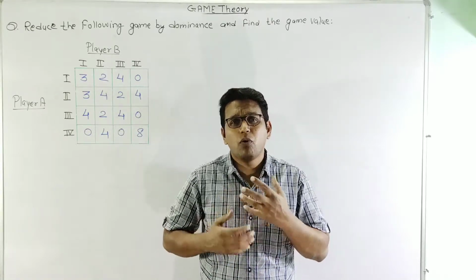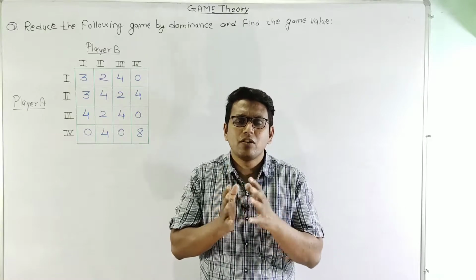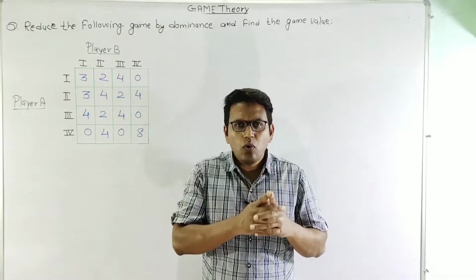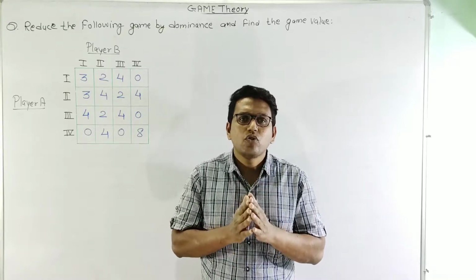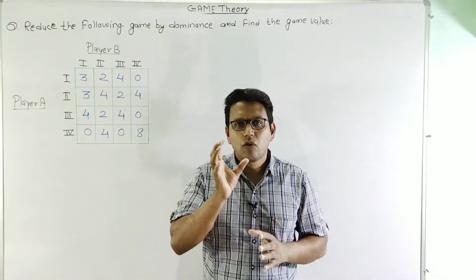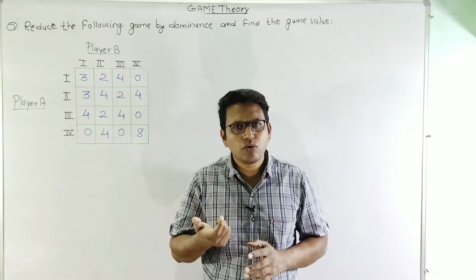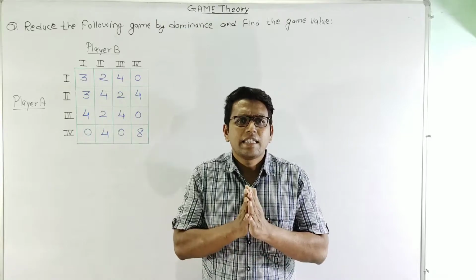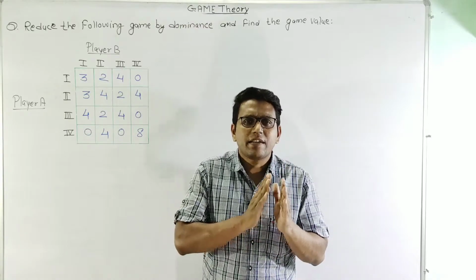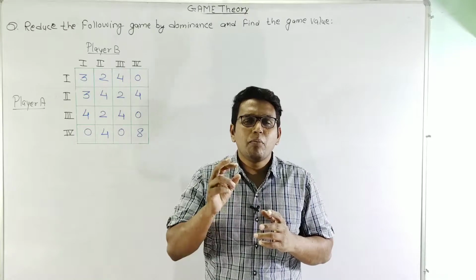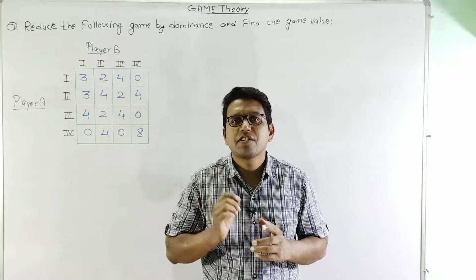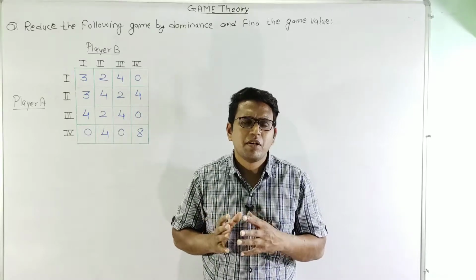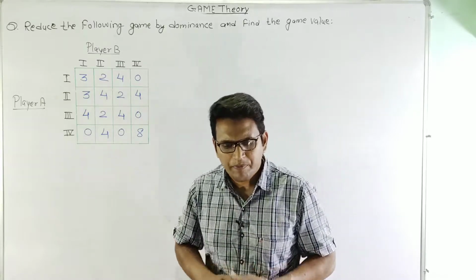And now I want to add one more part on this dominance rule. It is that a row or a column can also be dominated by the combination of two or more rows or two or more columns. Or we can simply say that one strategy can also be dominated by the combination of two or more strategies. So we are going to see that in this particular problem. So let us now move towards the problem.